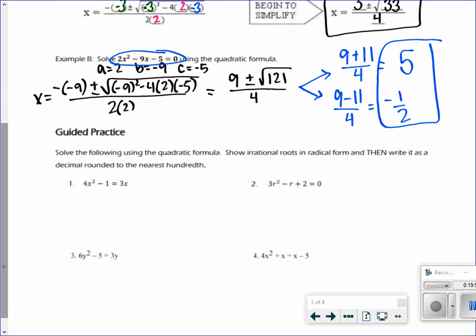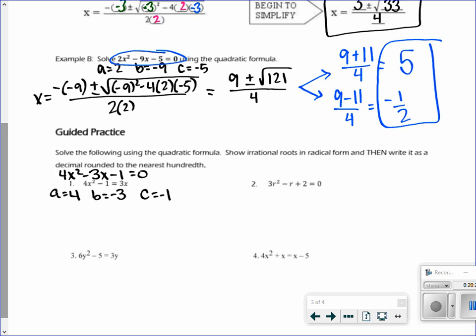So go down now to the bottom. We're going to do number 1 together. On number 1, is that in standard form? No. Is one side 0 or y? Okay, so subtract 3x, so that's 4x squared minus 3x minus 1 equals 0. So now we need the a, b, and c value. What's the a value? 4. What's the b value? Negative 3. And then the c value? Negative 1.